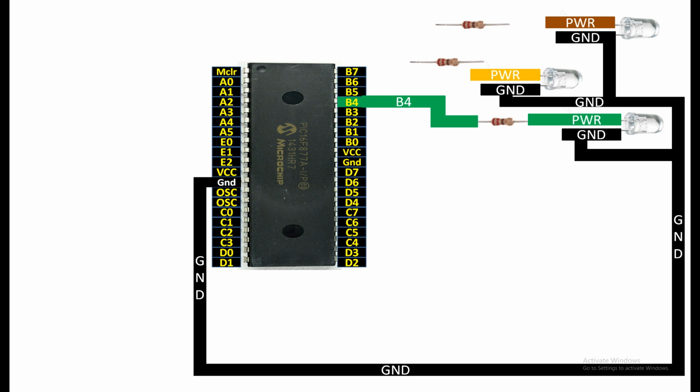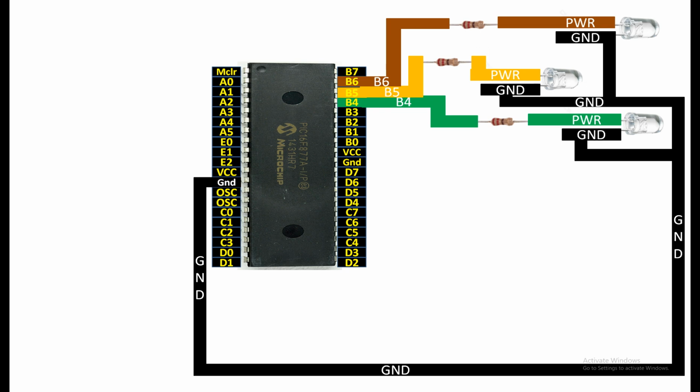Then guys, for the second last LED, the center LED, connect the power pin to one end of the 220 ohm resistor like this. Then from the other end of the 220 ohm resistor, you can connect to any digital input output pin. I'm going to use pin number B5 like this. Then guys, for the topmost LED, again do the same. Connect the power pin to one end of the 220 ohm resistor like this. Then from the other end of the 220 ohm resistor, you can connect it to any available digital input output pin. I'm going to use pin number B6 of the PIC, that is pin number 39, like this.